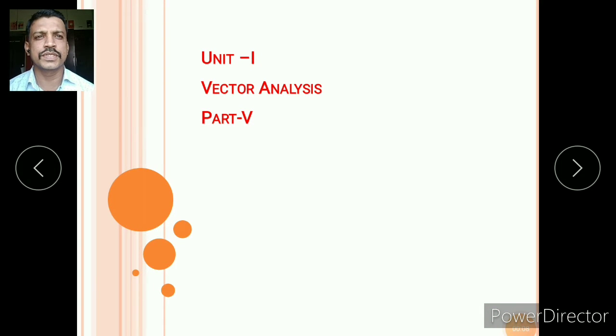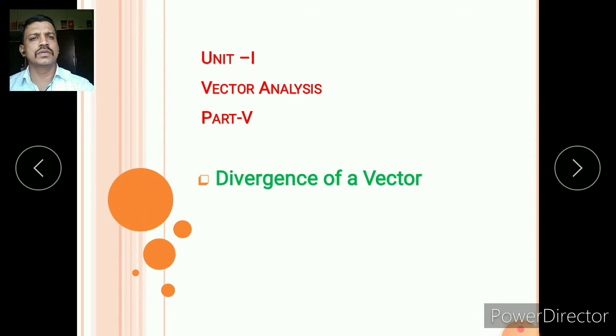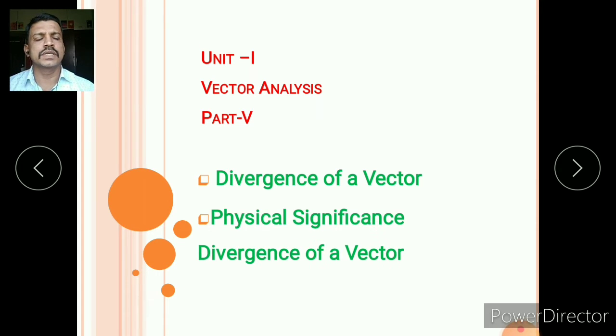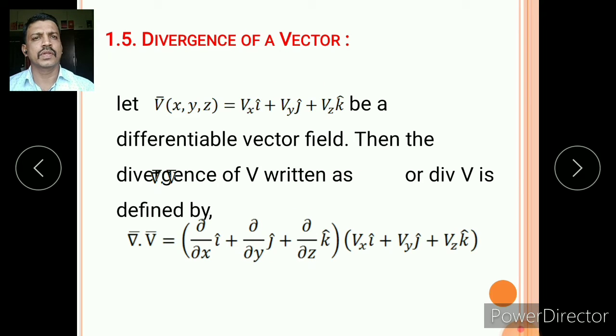Friends, now we see the unit first, vector analysis part 5th. In this part, first we see the divergence of a vector, physical significance of divergence of a vector. Divergence of a vector. What is the meaning of divergence of vector?